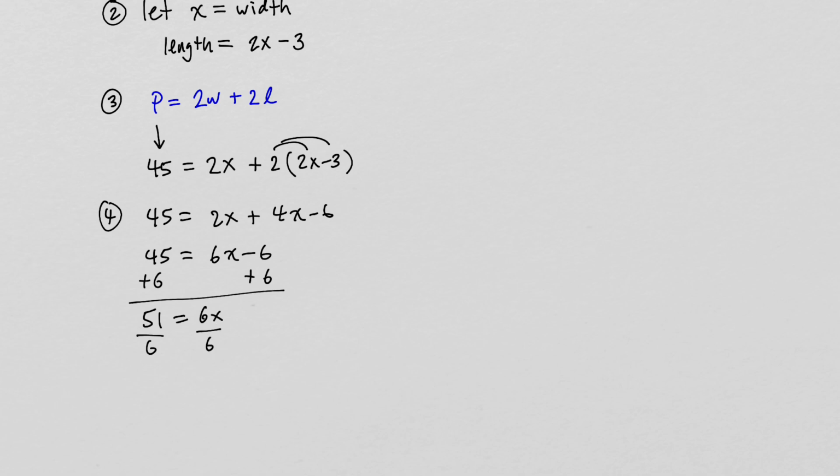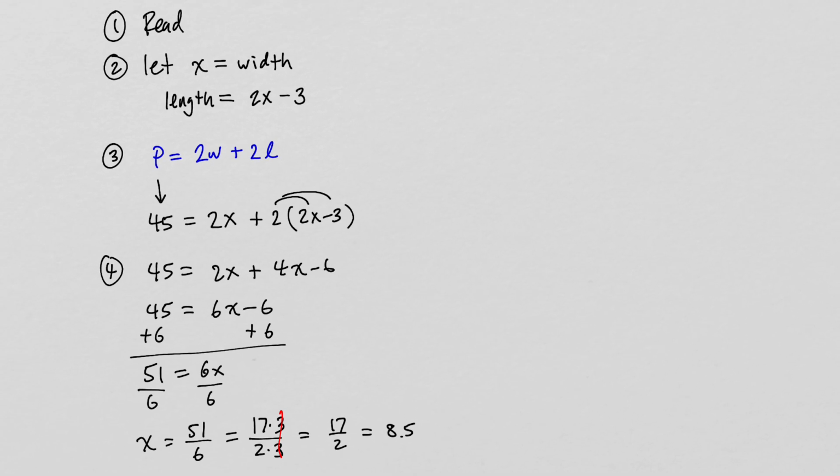Finally, dividing by 6, x will be 51 divided by 6. You can reduce this. 51 is 17 times 3, and 6 is 2 times 3. So we can cancel that out. And basically, we get 17 over 2 for x. Now, you can also express this as a decimal. This would be 8.5.